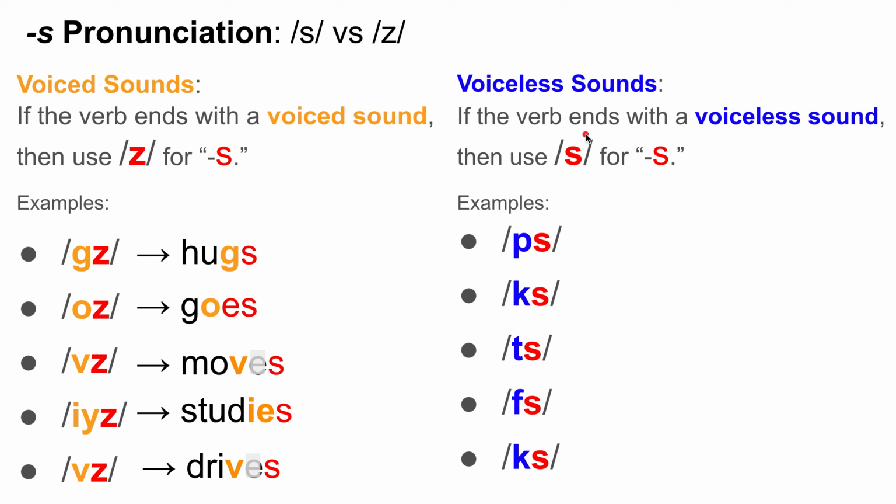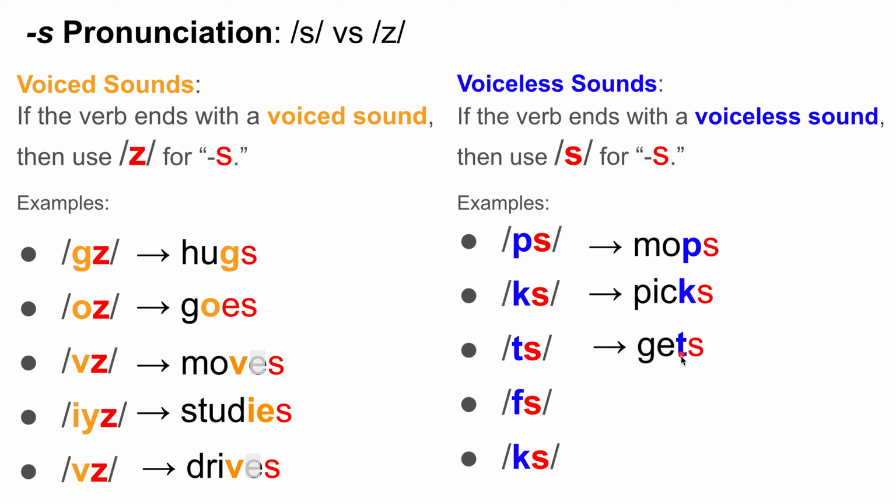Again, on the other hand, if the verb ends with a voiceless sound, then we use an s sound for s. So for example, mop, p, p, the p is voiceless, so we say mops, the s is an s. Then we have pick, pick, the k is voiceless, k, k, so the s is an s sound, picks. Then we have get, t, t.